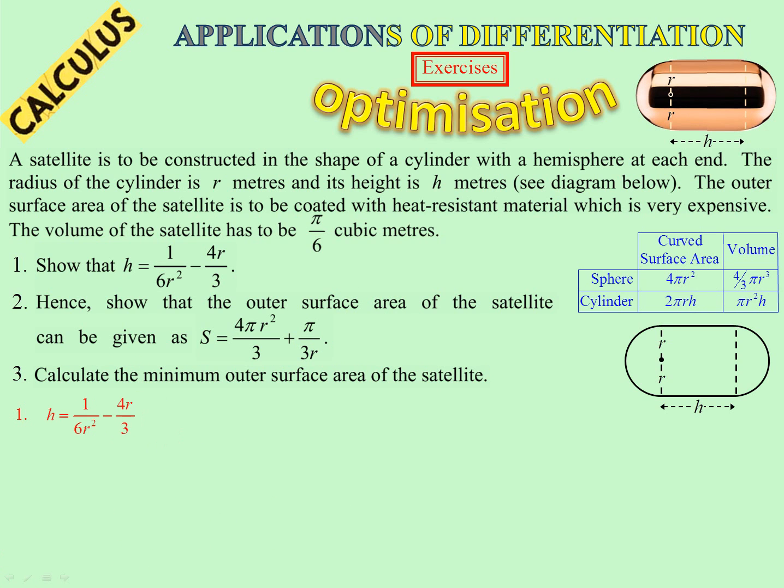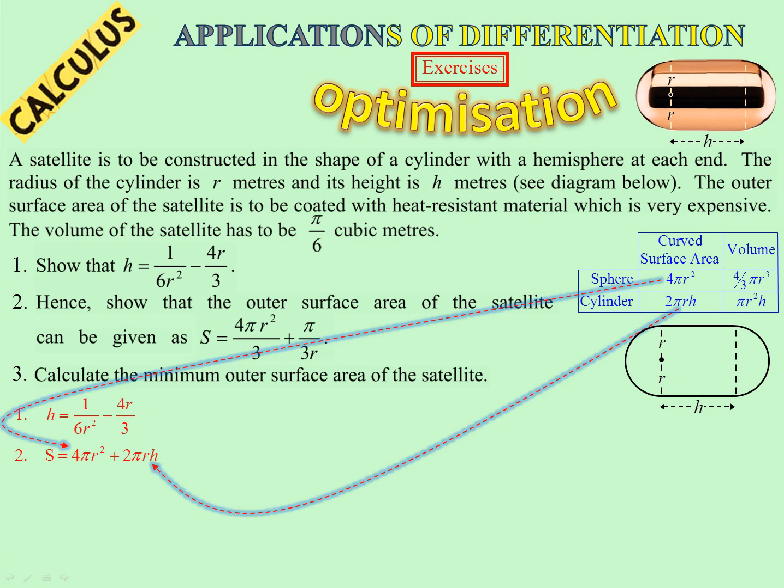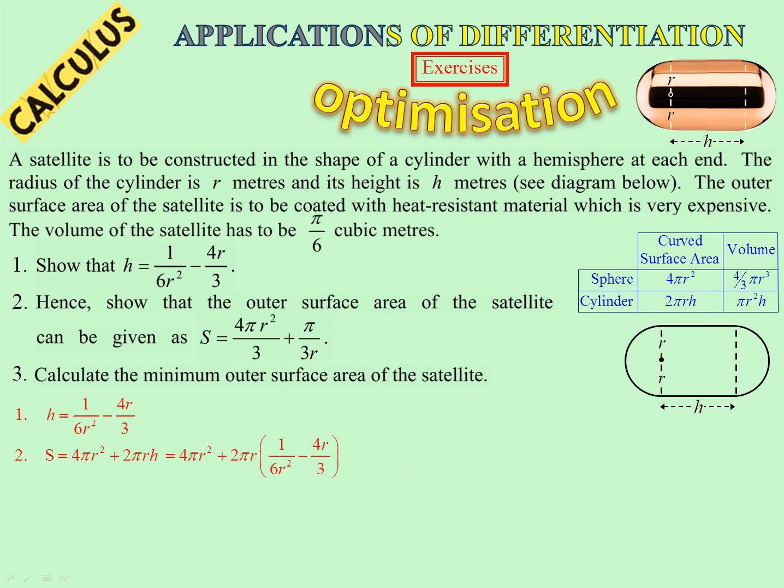So therefore we know the area is going to be sphere and cylinder. Now notice this has no h, so we need to get rid of the h. We know h is that. So we've substituted, we simplify, and that's exactly what we want there. I've gone a step further to make it differentiable. Now we have to calculate minimum outer surface area, so it means we need to find surface area and differentiate, equal to 0.